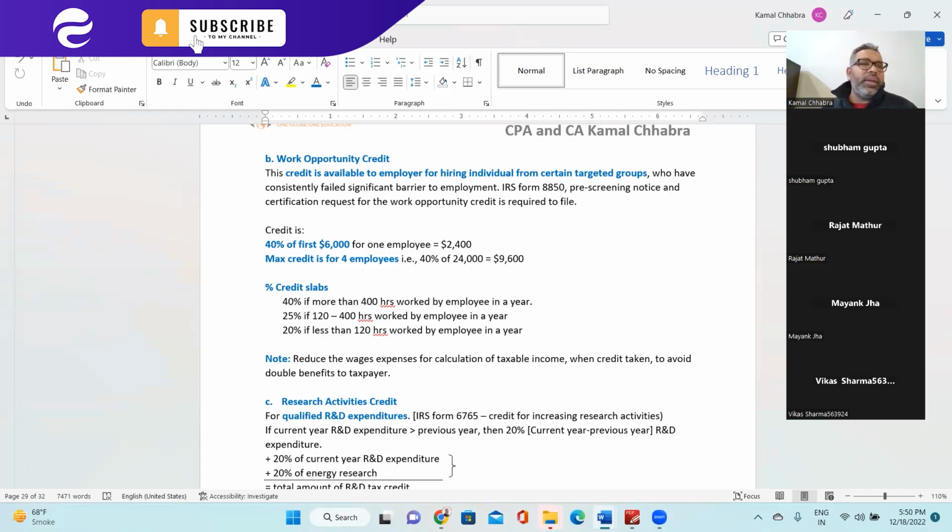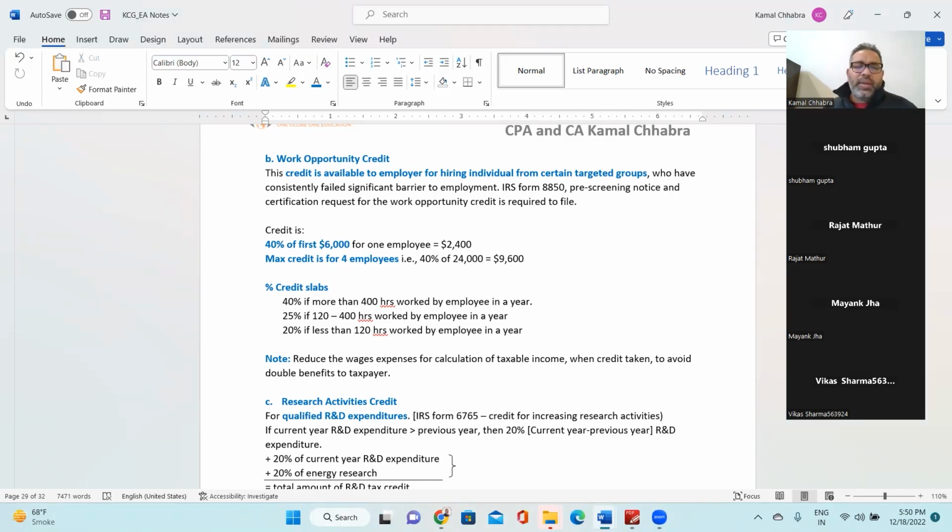And if an employee is working with you for, let's say, 1 month to 2 months, then 25%. And if less than 120 hours, that means like 3 weeks, so like 40 hours a week, less than 3 weeks, then only 20%. Make sense? Yes, sir.